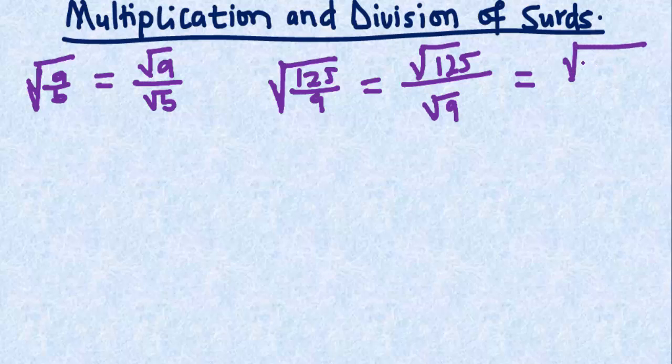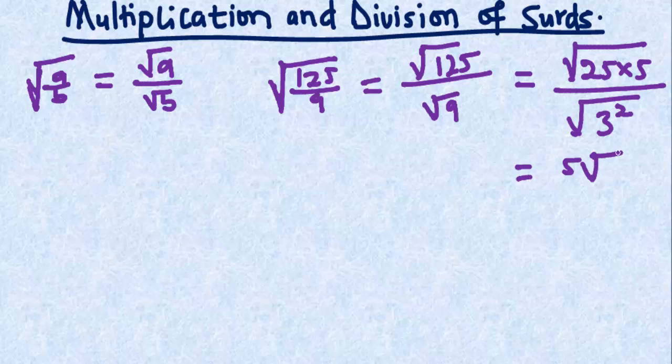This will also give us root of 125 is 25 multiplied by 5, then 9 will be 3 squared. So here we go, it will be 5 root 5 over 3, which can be written as 5 over 3 root 5. So it's very simple.